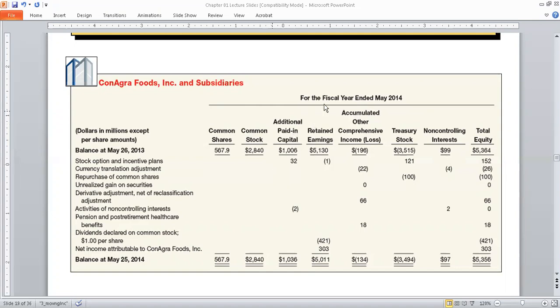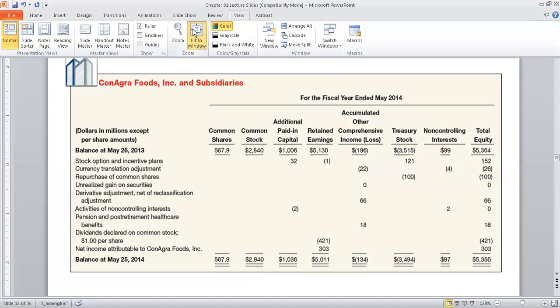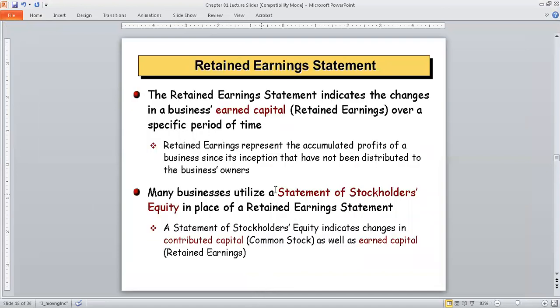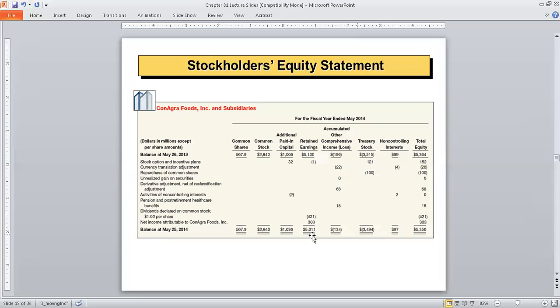But it's a much more comprehensive document because it shows all of the changes in equity, not just the changes that come from earnings. So Merck does not prepare a retained earnings statement. We're going to finish up the Merck example here in a second. But in the real world, Merck does not do a retained earnings statement. They do a statement of stockholders' equity. And there's a column for retained earnings. One small part of the statement of stockholders' equity is retained earnings.